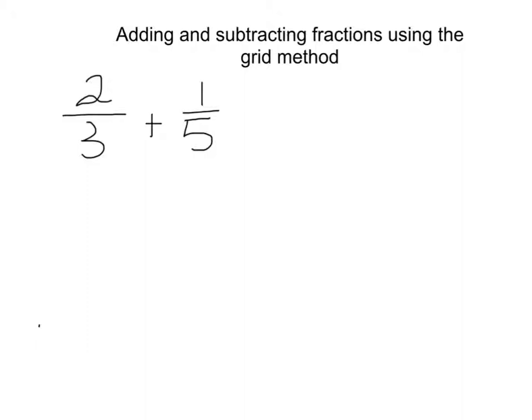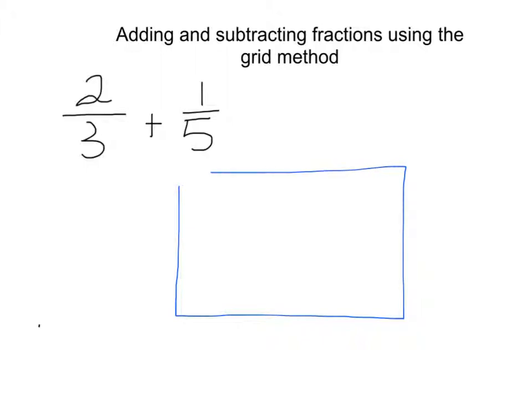So our first step is to draw a rectangle. Our second step is to look at our first fraction, which here it says it's 2/3. We need to cut this rectangle that we've drawn into thirds. So I'm going to choose a different colour and we'll go into thirds. So now I've got 3 equal parts to show my thirds. Now we need to also cut it into fifths.